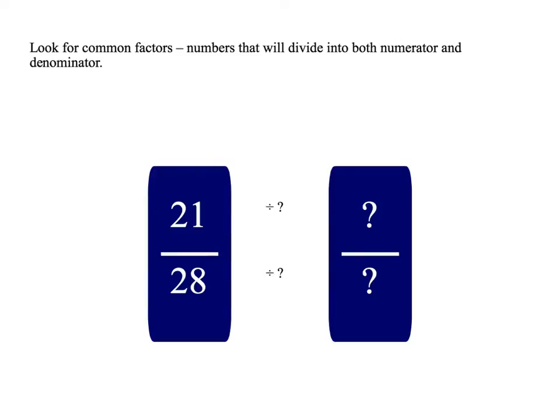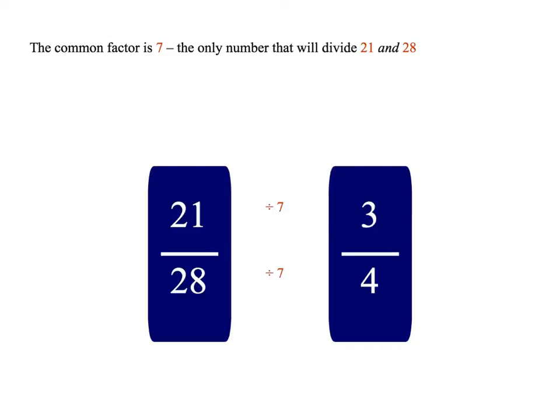Alright, so you need to look for the common factors, so the factors that will divide into both the numerator and the denominator. So for this, what would be the common factors for this one, or the highest common factor for 21 over 28? Well, if you said 7, you would be correct. So we needed to divide the numerator and the denominator both by 7, then we can get down to its simplest form. So 21 over 28 equals 3/4. So they're equivalent fractions.